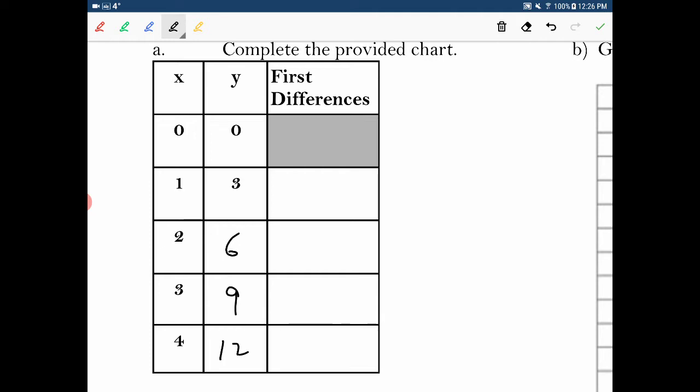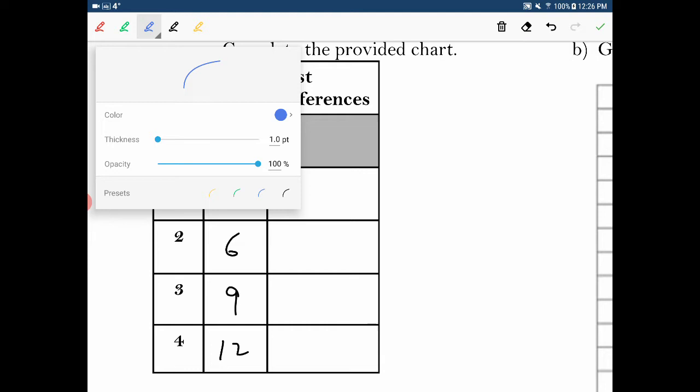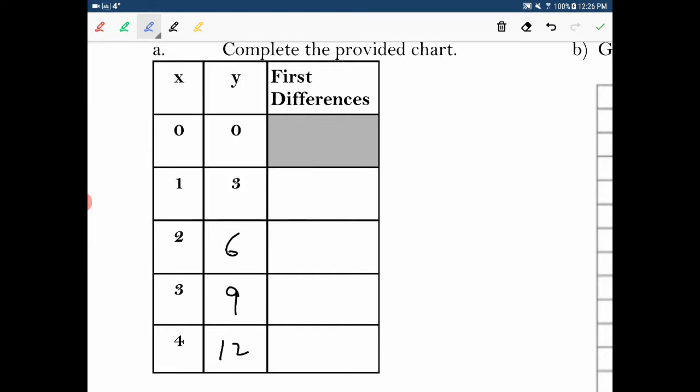So our first differences means that we're going to subtract. We're going to take this and we're going to subtract that. So we're going to have 3 minus 0 equals 3.